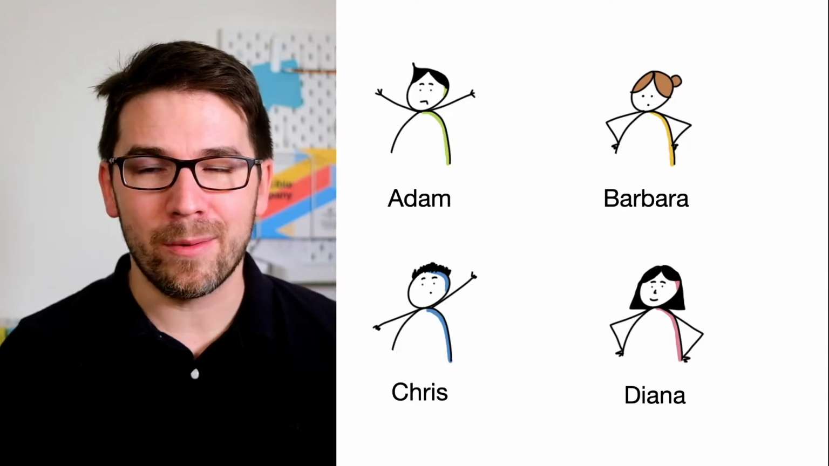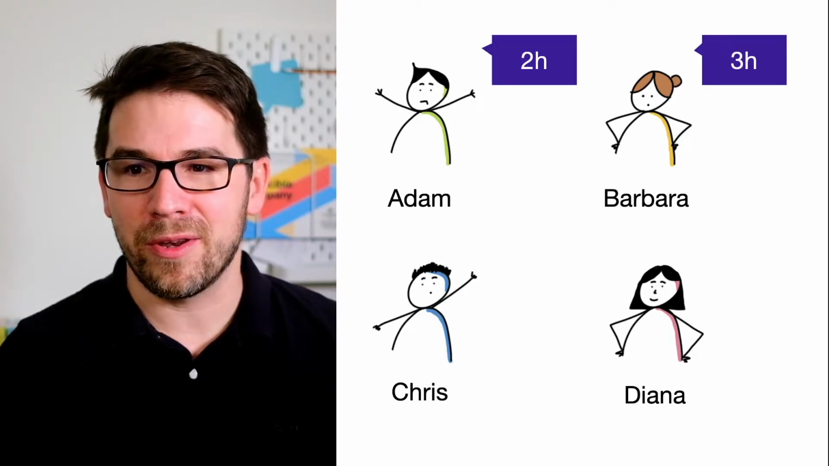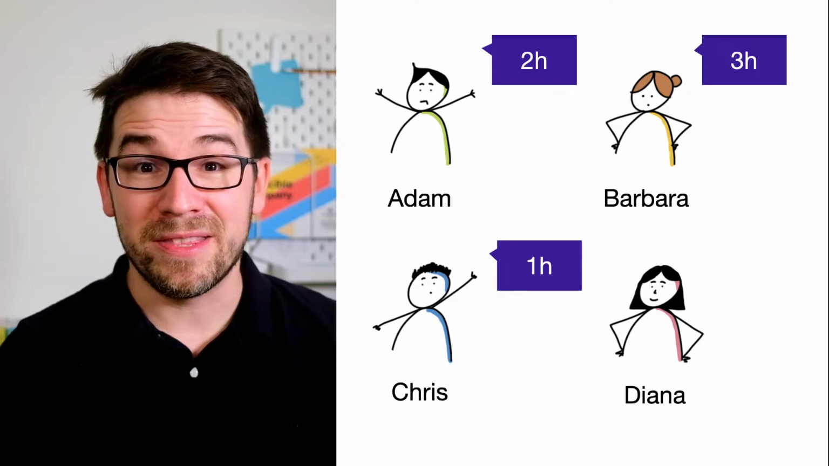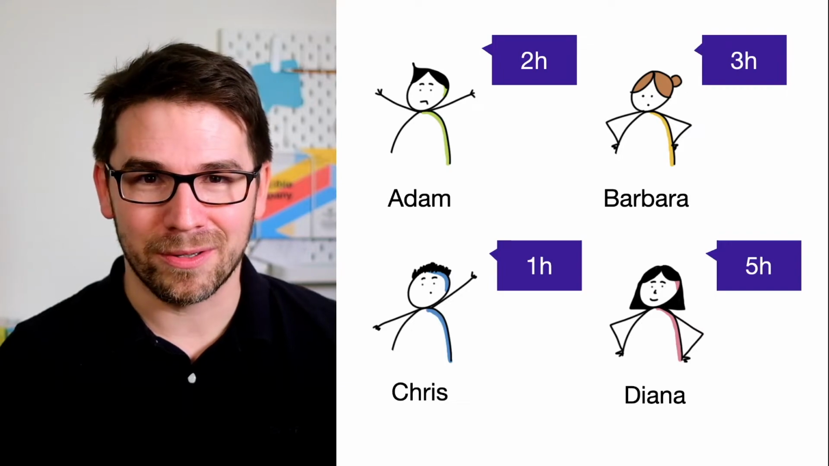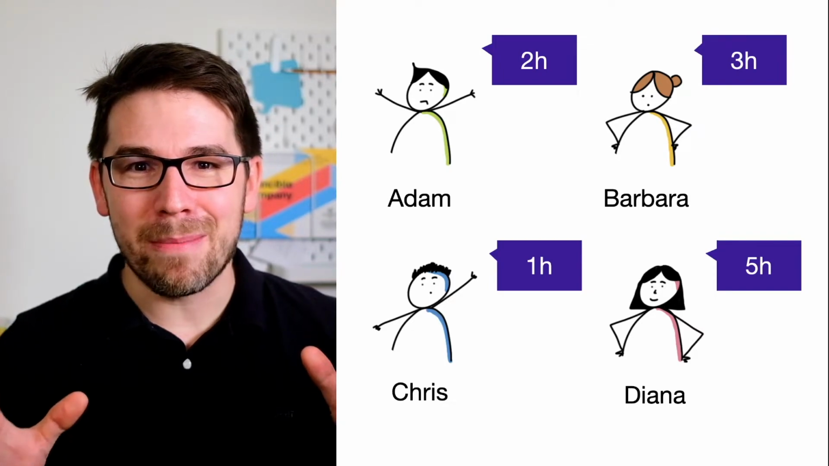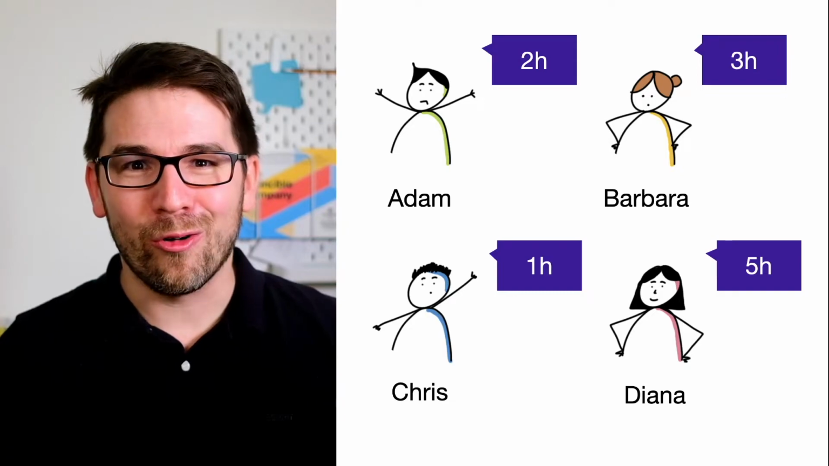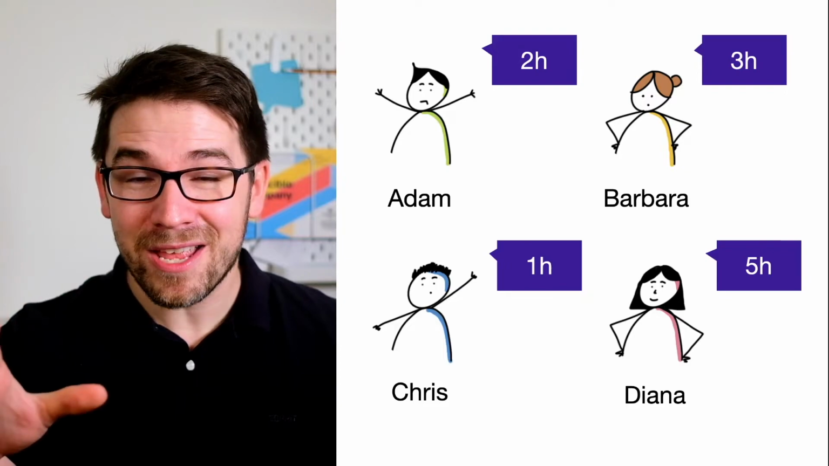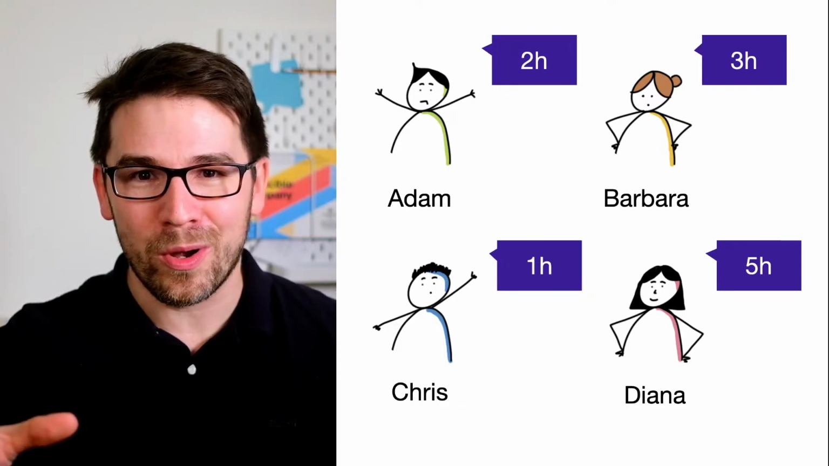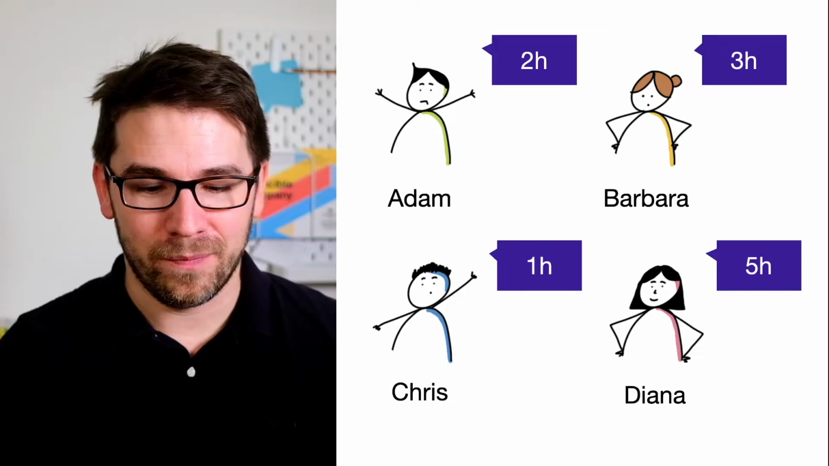And let's see how it relates to our first example. So as I said, Adam would say it's 2 hours, Barbara 3 hours, Chris 1 hour, and Diana in this example said it will take 5 hours. So she said a number that was completely off of her real estimate. And that is a very dangerous thing because it can lead the group to a wrong decision. Luckily, there is an easy way how to avoid it.